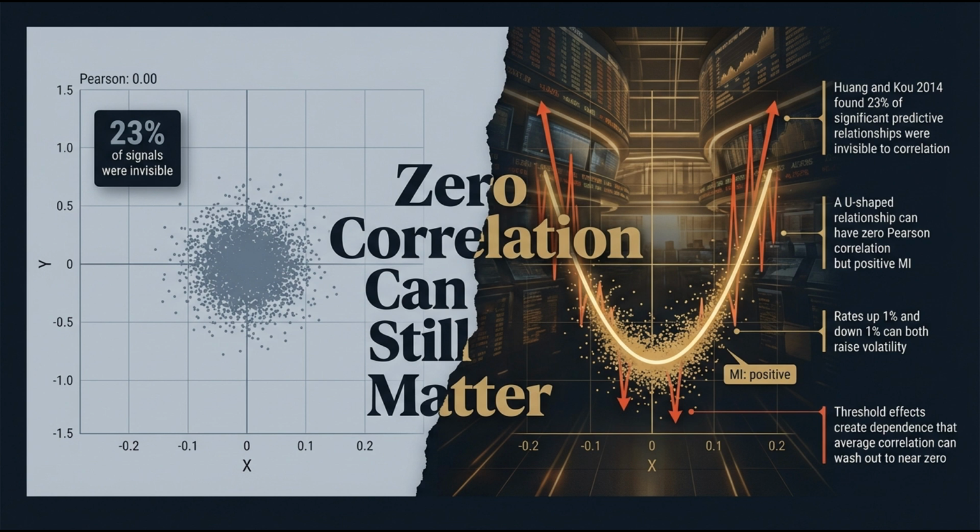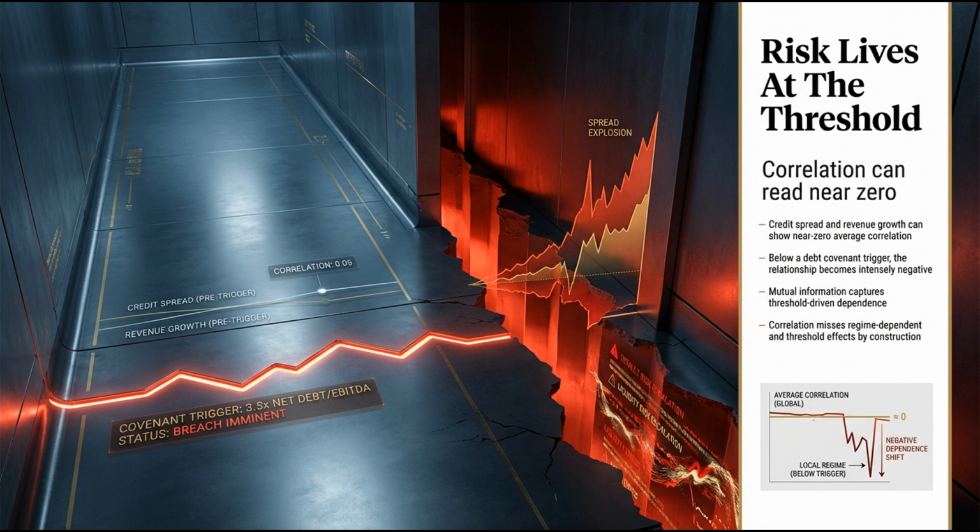Until there is. Exactly. Corporate finance is governed by thresholds. If that revenue drops below a specific legally binding debt covenant trigger, the company is suddenly at risk of technical default. At that exact threshold, the relationship instantaneously becomes intensely negative. Default risk surges, and the credit spread explodes outward. Which is a non-linear event.